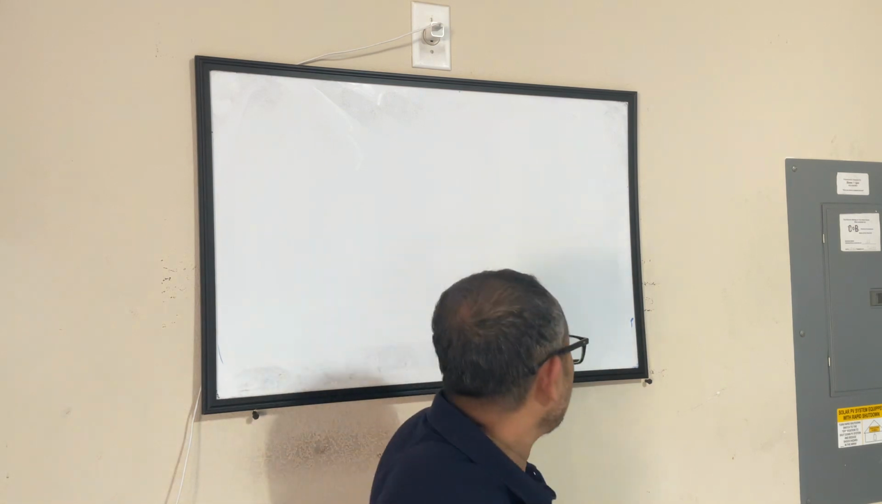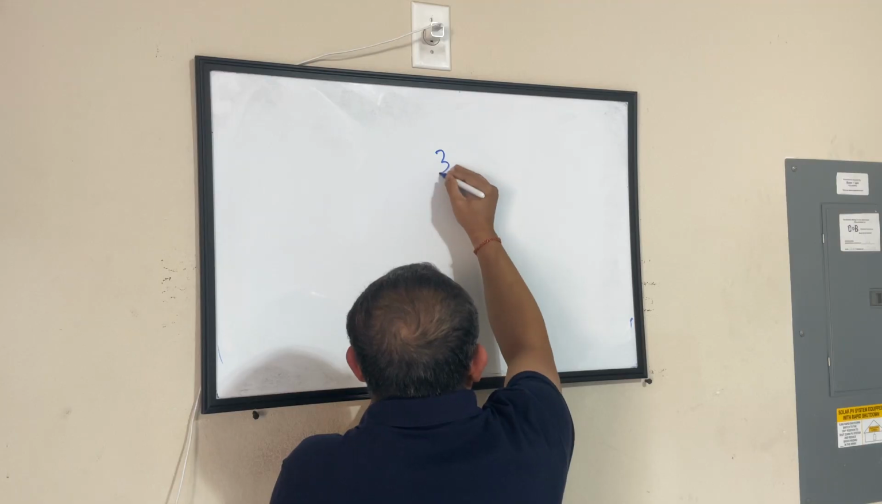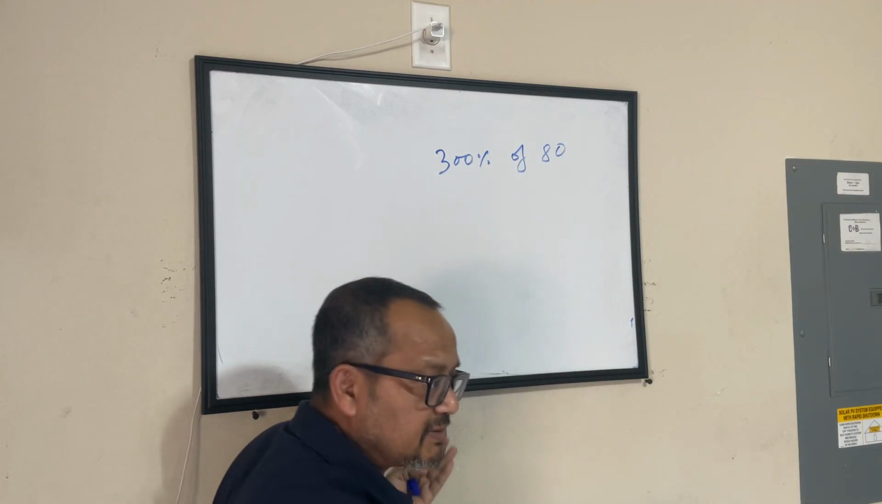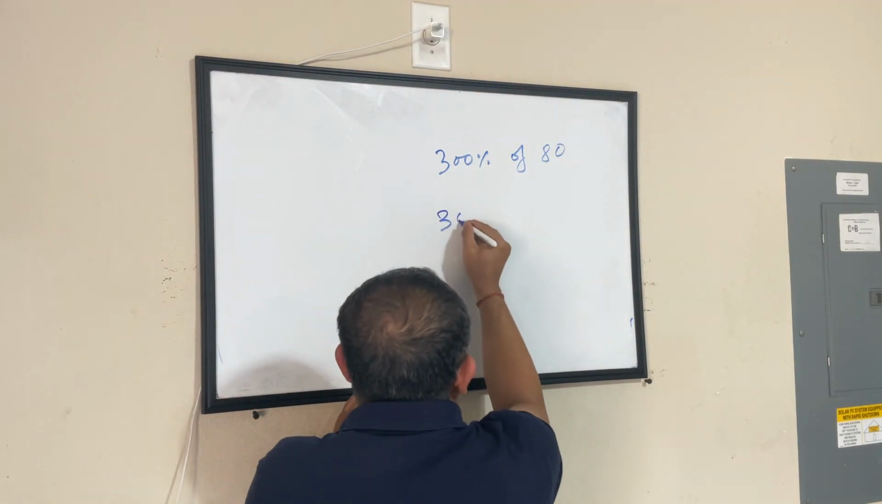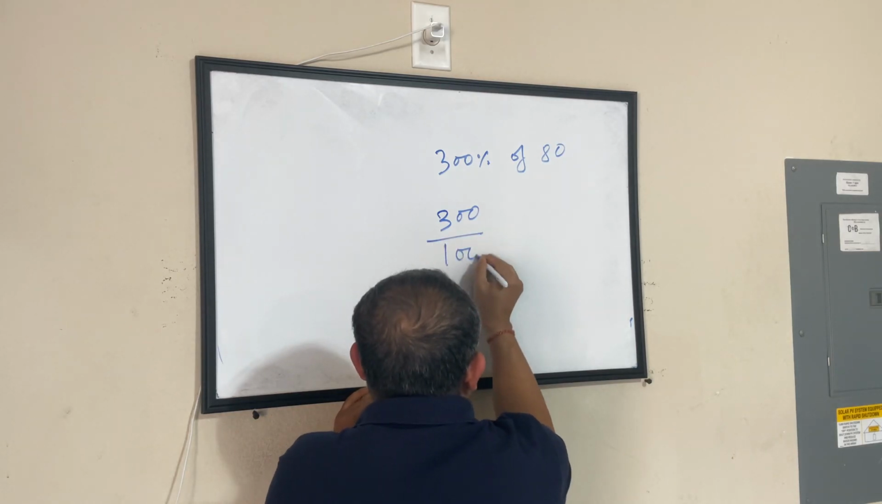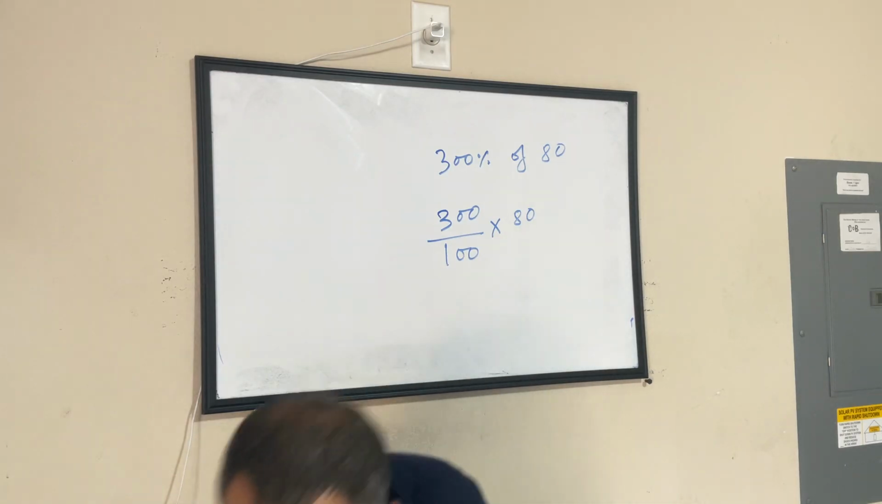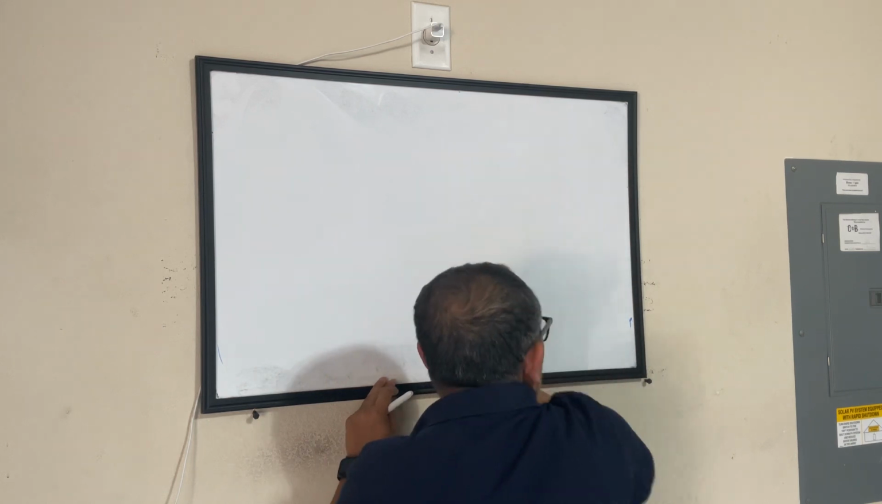Okay. Now, there is another flavor. Finding out a certain percentage of a given number is no big deal. That's English. Let's say 300% of 80. It's the same thing. Be it 30% or be it 300%, the underlying concept doesn't change. So 300% of 80, and do the calculation.